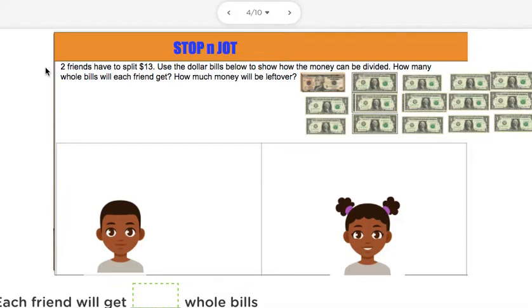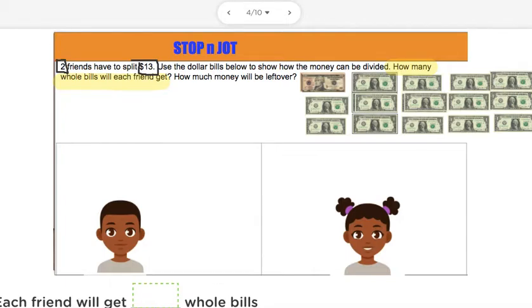Two friends have to split $13. Use the dollar bills below to show how the money can be divided. How many whole bills will each friend get? How much money will be left over? There's a few things that we know after reading this problem. We know that we're trying to figure out how many whole bills each friend will get. We also know the total. Altogether, we have $13 and they're being split between two friends. So that's important information to note.